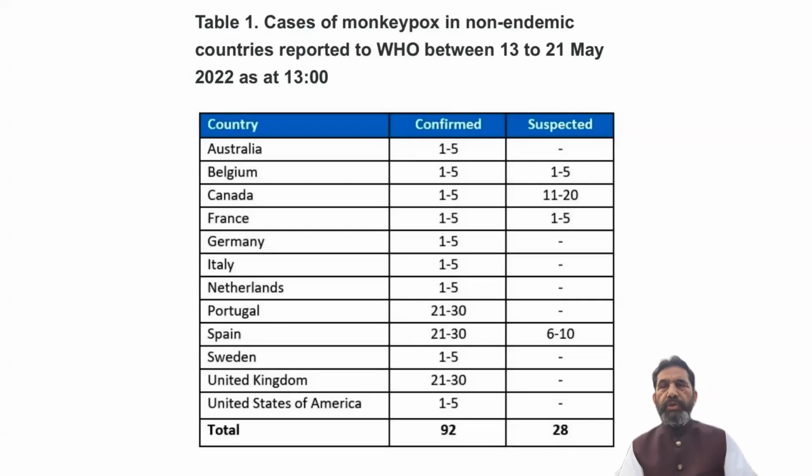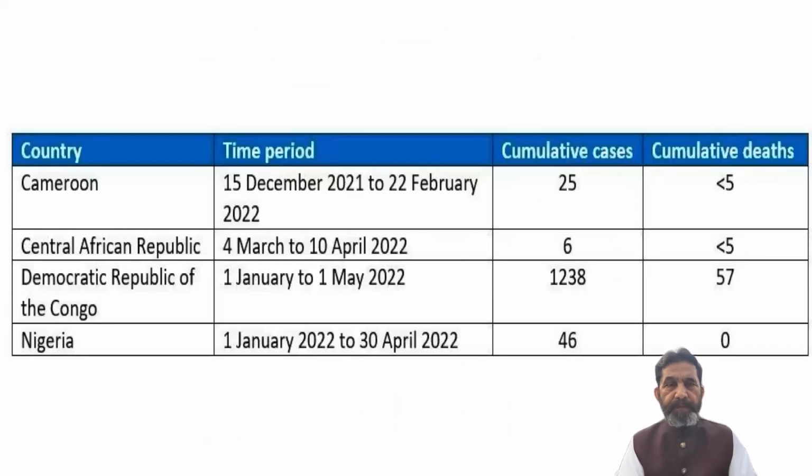This is the table showing the actual confirmed cases in the non-endemic areas. In the Europe, especially more cases are present in Portugal, Spain, and United Kingdom. About more than 30 cases, and around about 20 cases are suspected and will be confirmed. This is the report of the 21st May 2022. So this is very alarming.